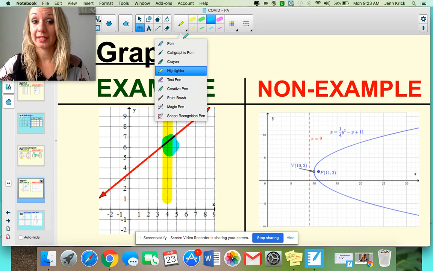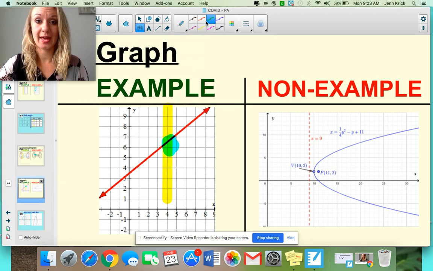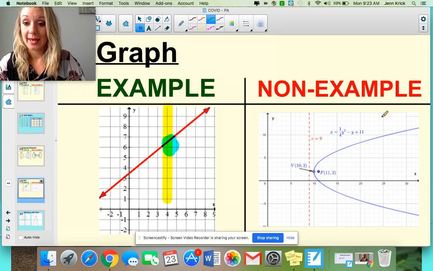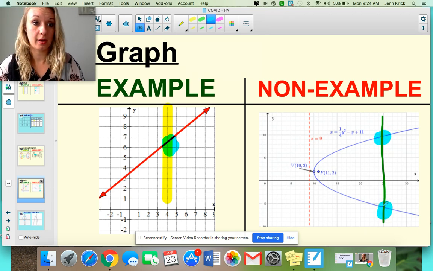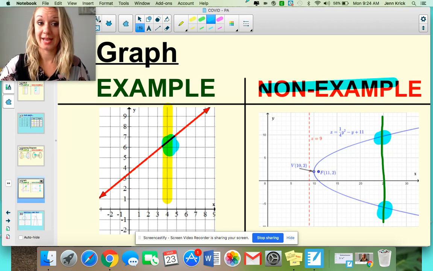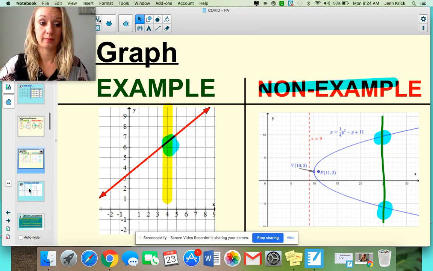However, if you were looking at this example over here, and let's use a pen because it's not as thick as a highlighter, if I drop this line going down and we're going to pretend that it's straight, notice that it hits your graph here and it hits your graph here. Because it hits 2 times, it makes it a non-example. It is not a function. Let's look at that again.